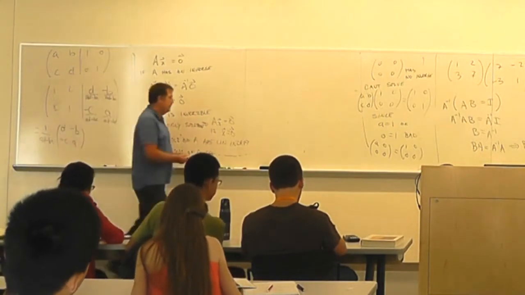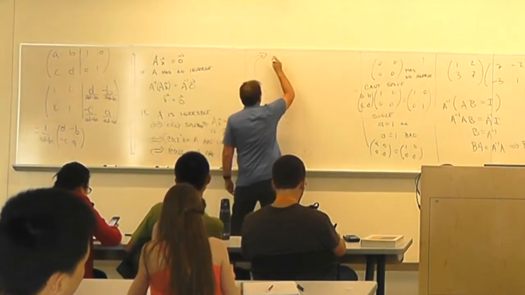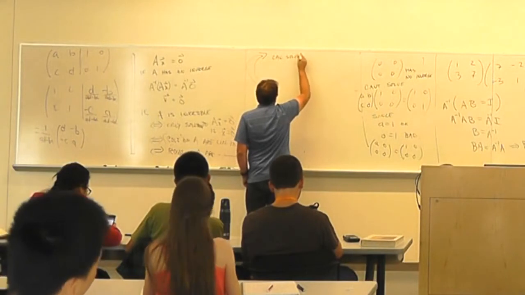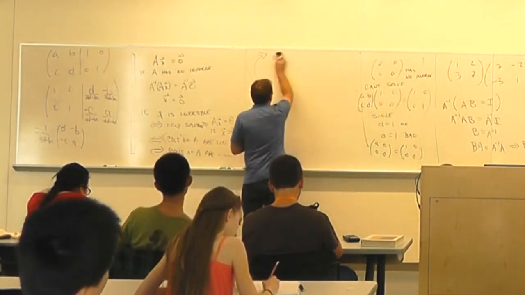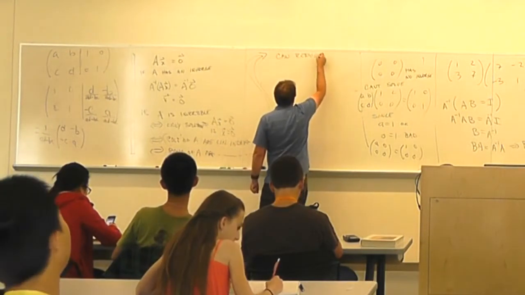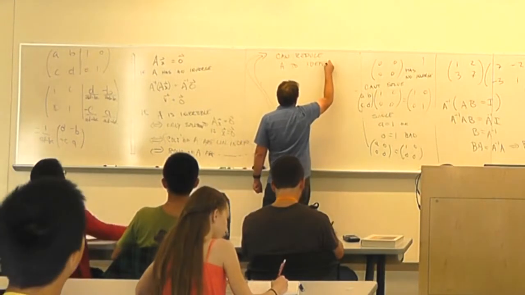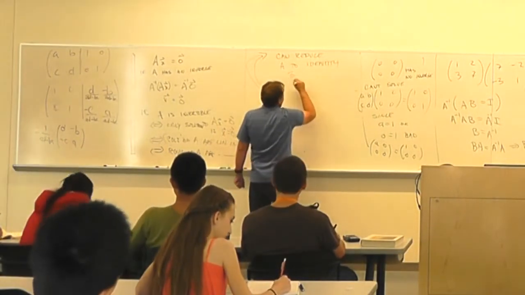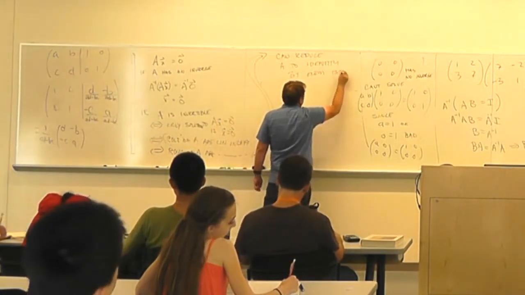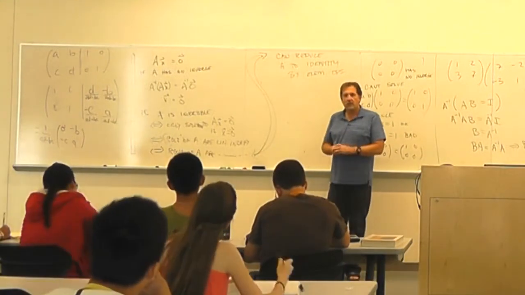Which is the same, I ran out of room, as saying that I can solve. Well, I can reduce A to the identity by elementary operations. I can do this jump that I was doing over there. They're all the same.